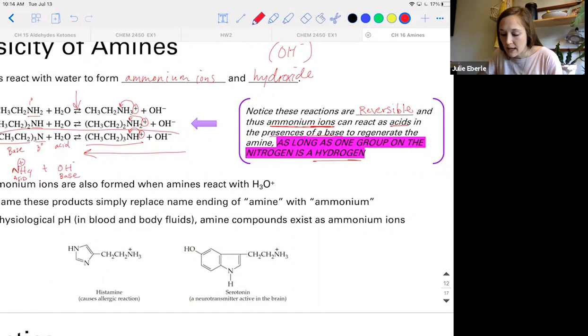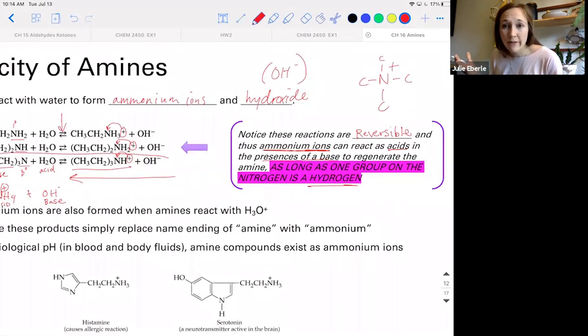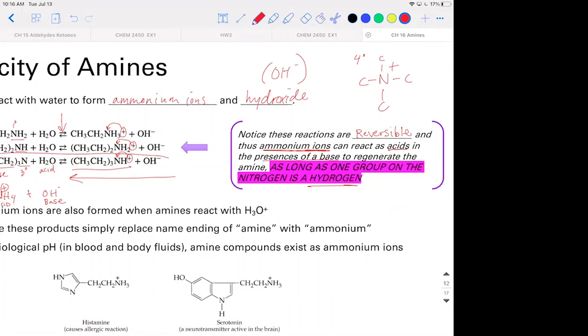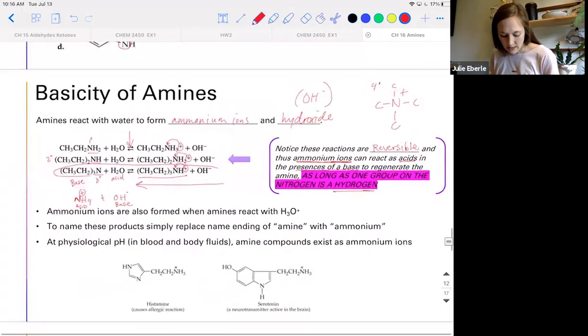If you have a nitrogen that is bonded to 4 carbon groups and has a plus charge, just because it has a plus charge, if it's a quaternary amine, it's not going to act as an acid. As long as there is a hydrogen bonded, so you have a primary, secondary, or tertiary amine, it can act as an acid and give the hydrogen away. So quaternary amines cannot act like acids. I think I have a slide on that in a second.